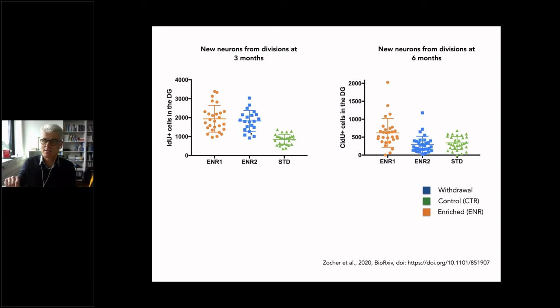Now, there's a second measurement with a second label at 6 months. And now we are looking at cells that were born at the end of this period. And you can see that the enriched animals' values are lower now because we are later and there's a physiological decline. There is still a mean effect. There's also still an effect on the variance. But as in the other experiment, some animals don't distinguish themselves anymore from the standard housing. But those animals that have returned to standard housing conditions after 3 months are indistinguishable, both in terms of the individualizing effect and in terms of the mean.